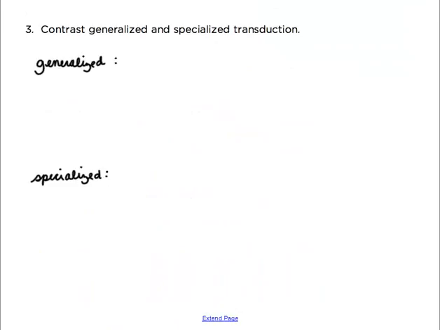Problem 3. Contrast generalized and specialized transduction. So generalized transduction is when a random portion of the bacterial genome is packaged into the phage and then transferred to a recipient cell. So random portion.